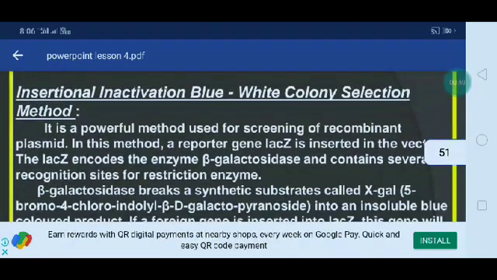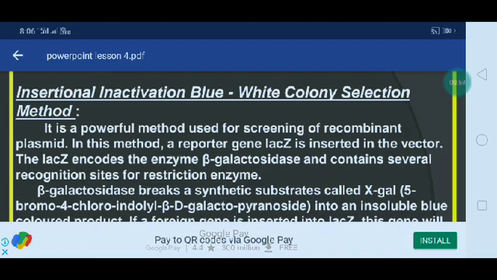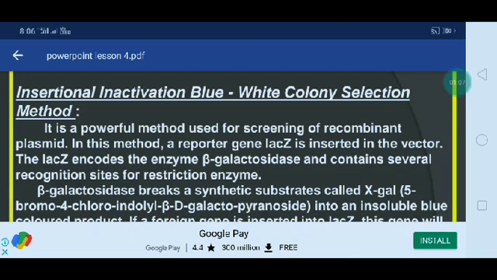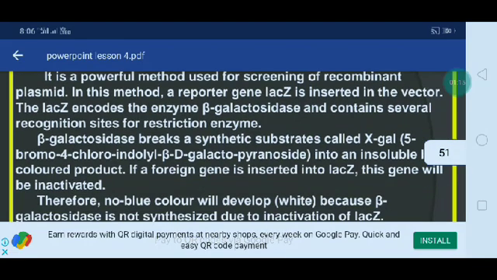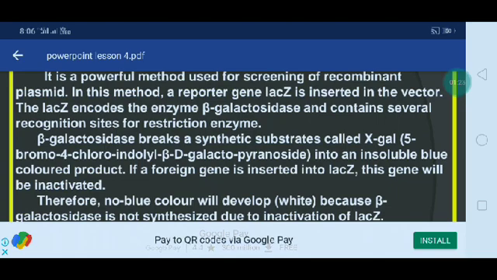Okay, one method is insertional inactivation, the blue-white colony selection method. It is a very good, powerful method used for screening of recombinant plasmid. In this method, a reporter gene lacZ is inserted into the vector. The lacZ encodes the enzyme beta-galactosidase and contains several recognition sites for restriction enzymes. Beta-galactosidase breaks a synthetic substance called X-gal, that is 5-bromo-4-chloro-3-indolyl beta-D-galactopyranoside. It is an insoluble blue colored product.